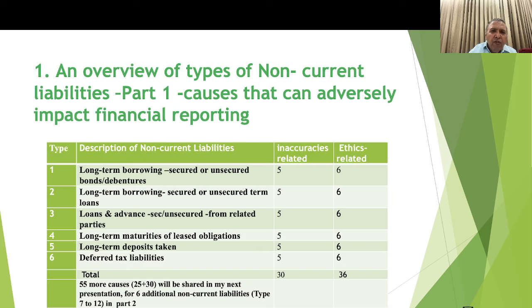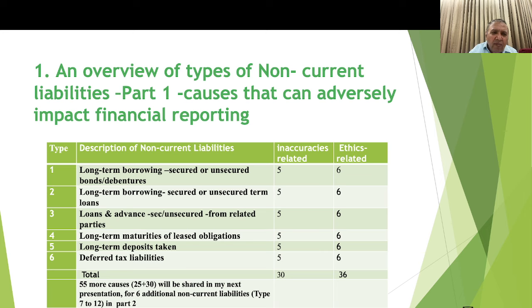Number 1 is overview of the types of non-current liabilities. Part 1. Causes that can adversely impact the financial reporting. Here you can see that in column 2, the description of the non-current liabilities is given, and the non-conformances are prescribed under two heads. One is inaccuracies related, and number 2 ethics related causes.